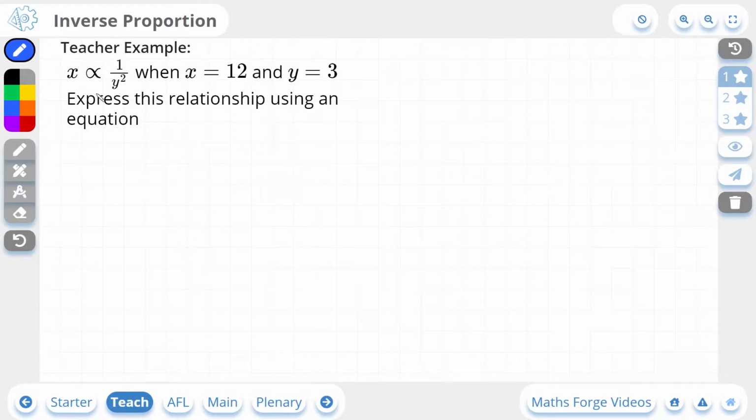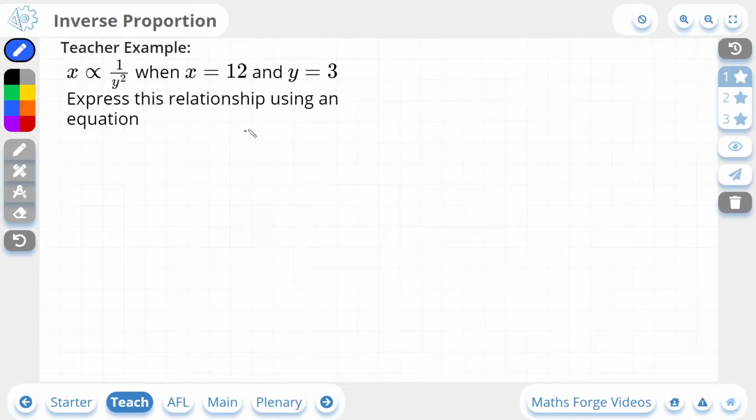And what inverse proportion means is when one value goes up, the other value goes down. So if x was to increase, this value here, 1 over y squared, would decrease. And this is achieved by putting the second variable, y, as a denominator. So let's go ahead and answer this question. When x is equal to 12 and y is equal to 3, express this relationship using an equation.